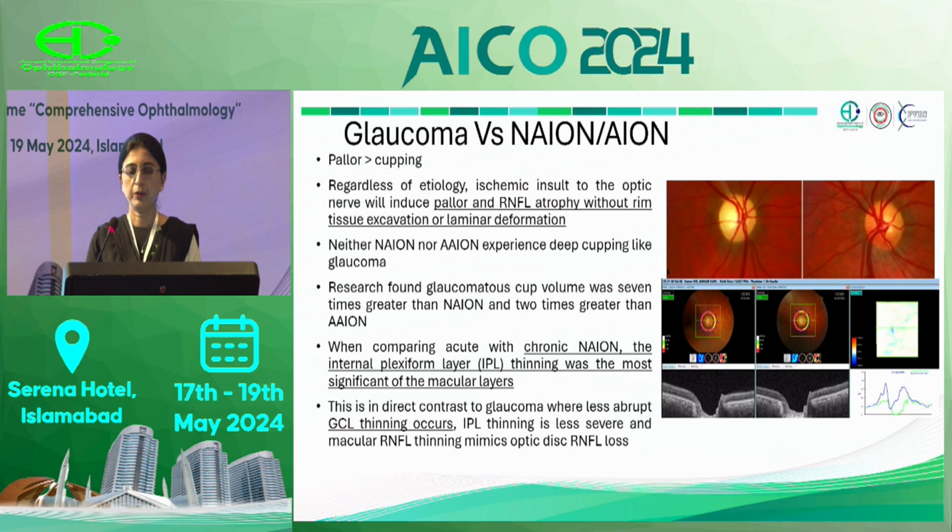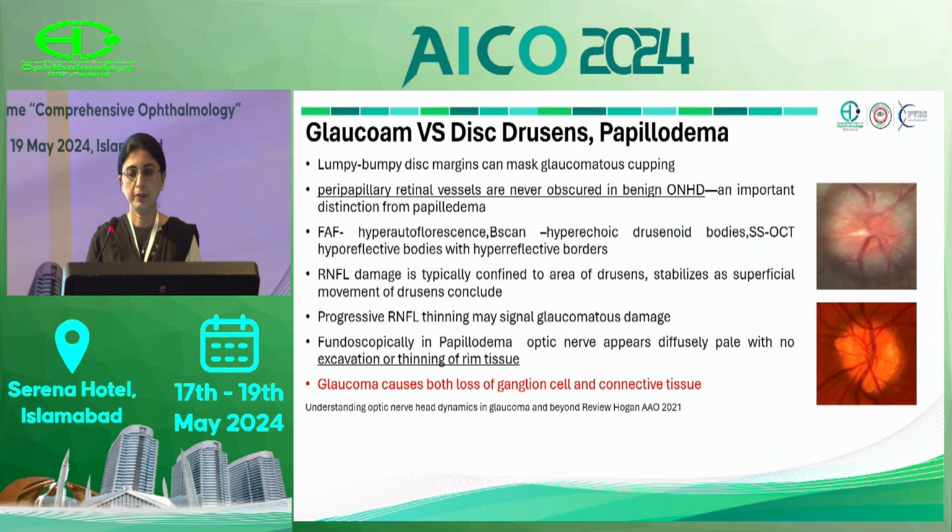To exclude other differentials, we know the most important differential is ischemic optic neuropathy. Pallor and RNFL atrophy without rim excavation is seen in ischemic or neurological diseases. One of my patients had giant cell arteritis, and there was no change in lamina over time, although he developed progressive thinning, progressive pallor. On the other hand, disc edema and drusen are differentiated on the same basis, that the patient has pallor and no excavation.